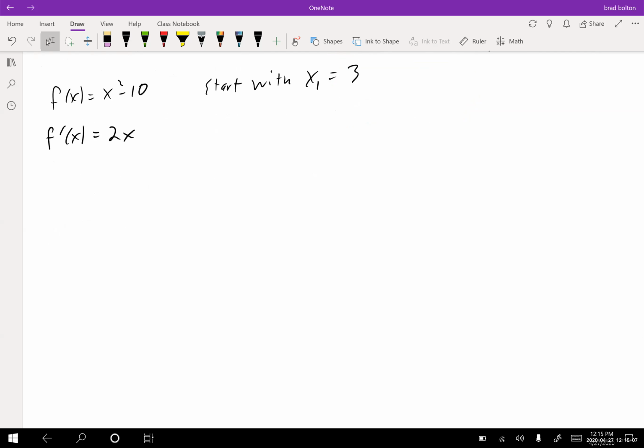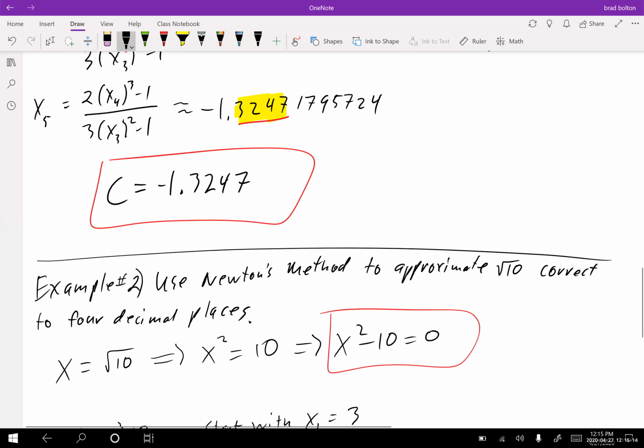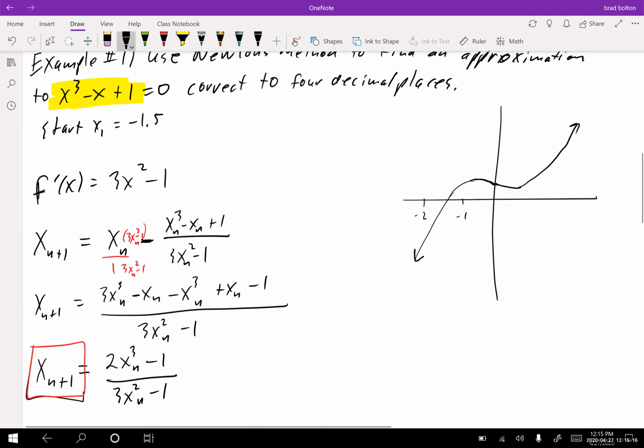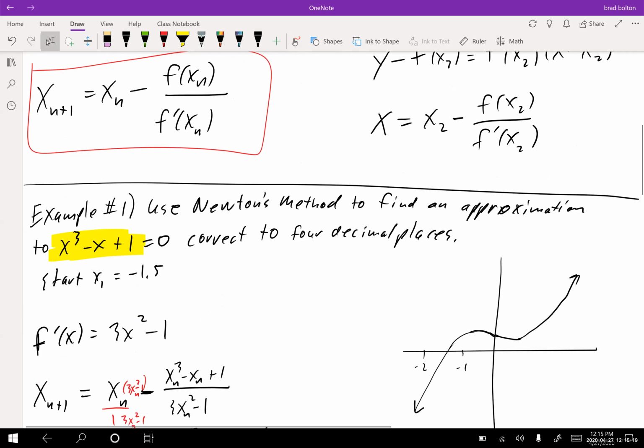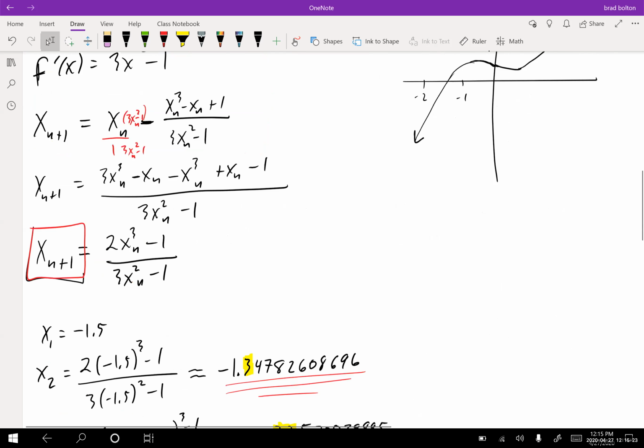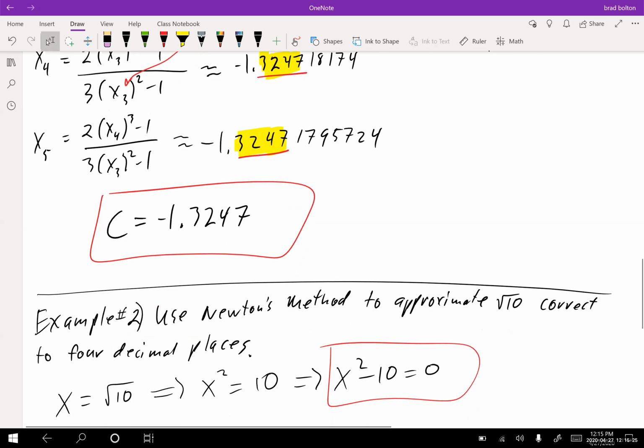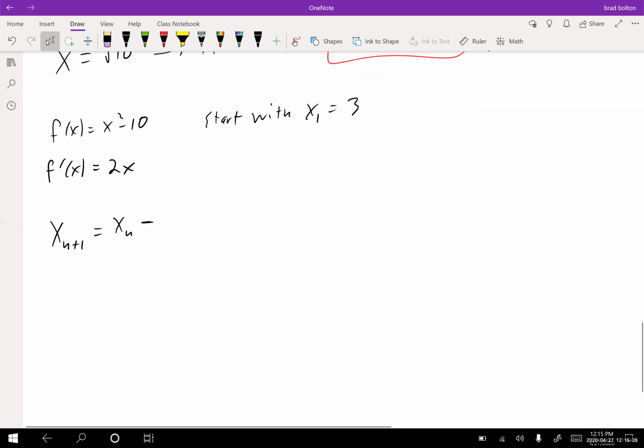Okay, so we're going to use Newton's method. x sub n plus 1 is equal to x sub n minus, and remember, let's go back up to Newton's method. Newton's method says x sub n minus f of x sub n over f prime of x sub n. So we're going to plug this in. We're going to have x sub n minus x sub n squared minus 10 over 2 x sub n.